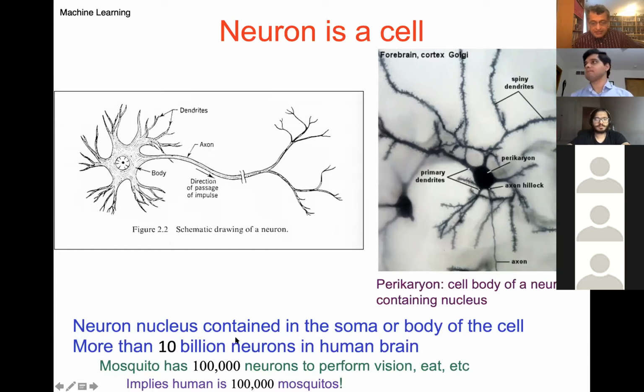Neuron nucleus contained in the soma or body of the cell. The neuron nucleus is contained in the soma. Here's the body of the cell. This is called the neuron nucleus over here. So I guess that neuron, that body is referred to as the perikaryon. All right. So more than 10 billion neurons in the human brain. I guess there could be smart people maybe have more than 10 billion neurons.